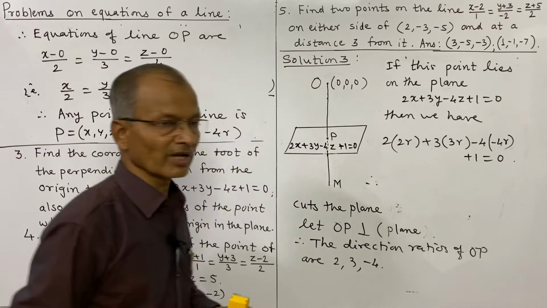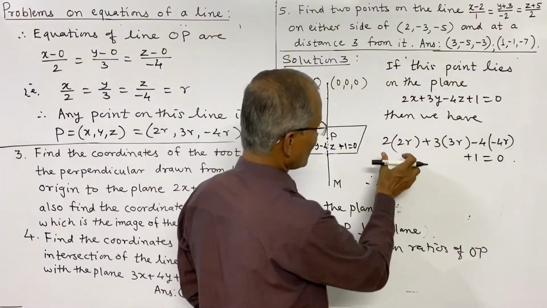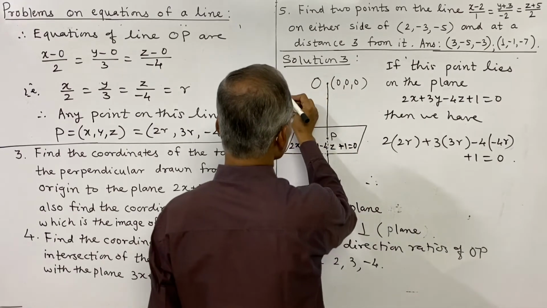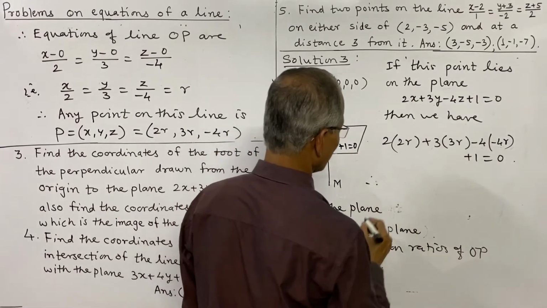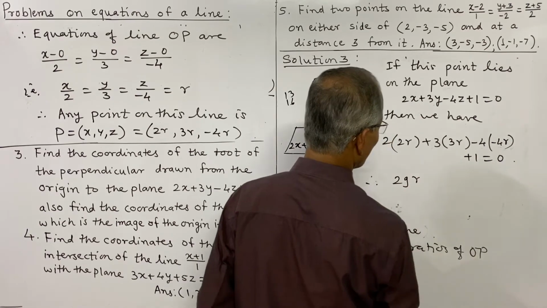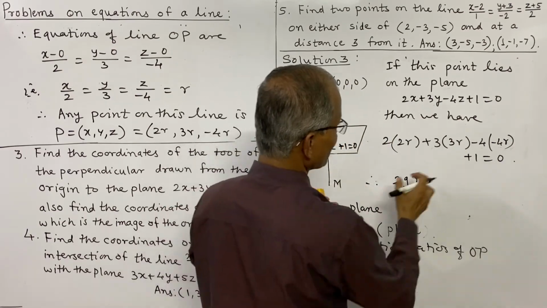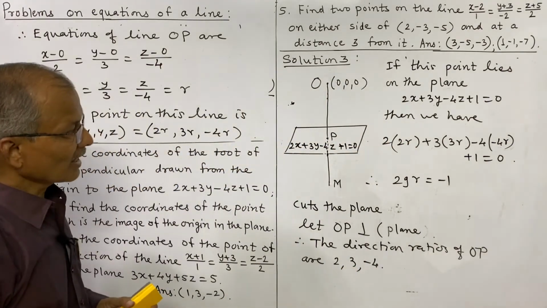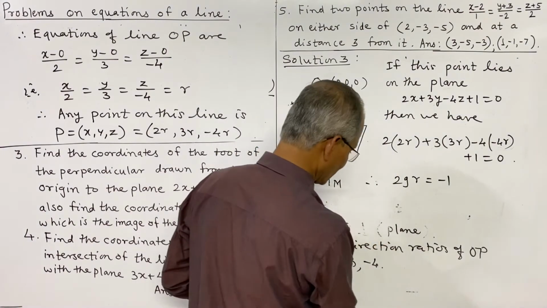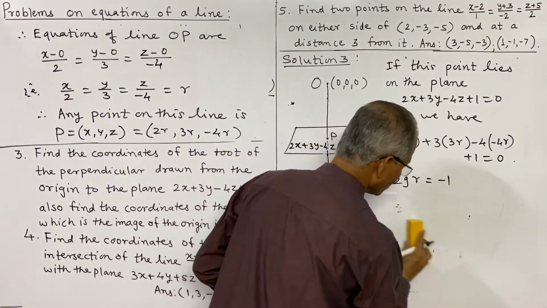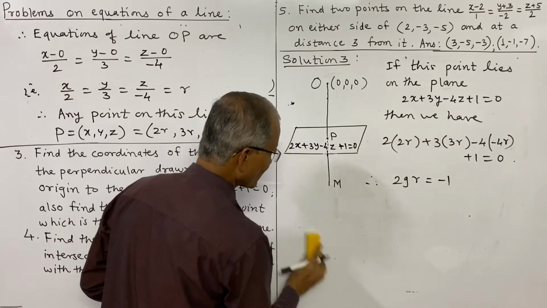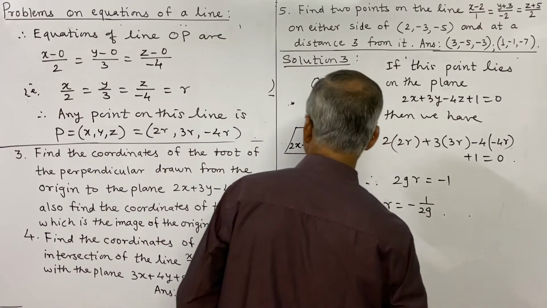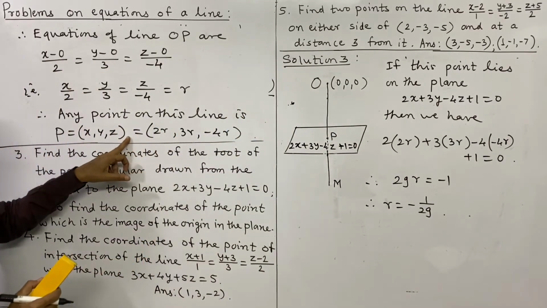From this we should get the value of r, and that is 4 plus 9, 13, plus 16. So 13 plus 16 is 29. 29r, and the constant here is plus 1, so that can be shifted to the right side. 29r is equal to minus 1, and that gives r is equal to minus 1 by 29, and thus from this r we can get the foot of perpendicular.